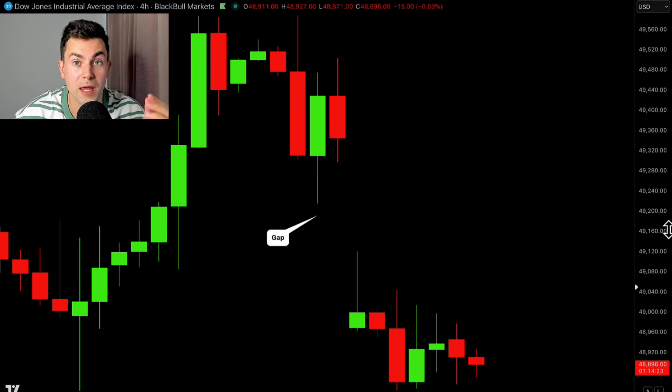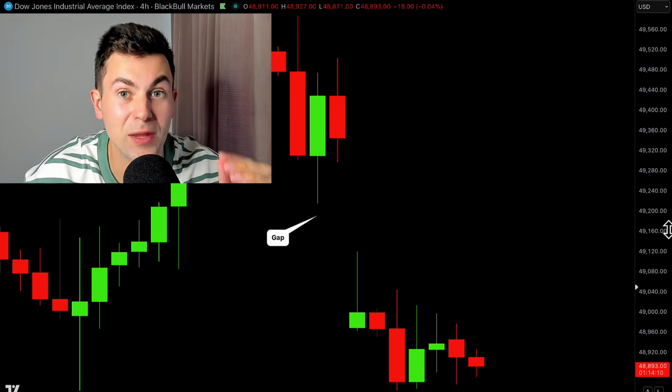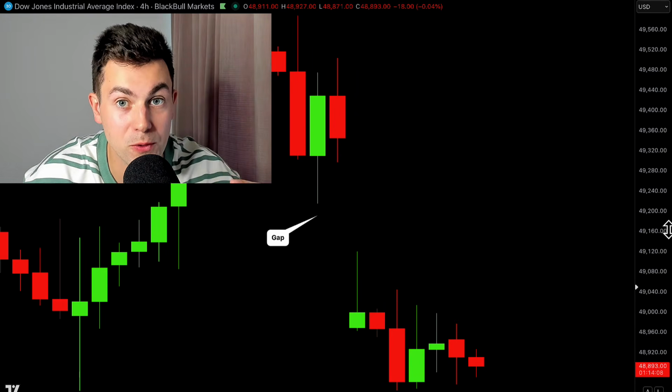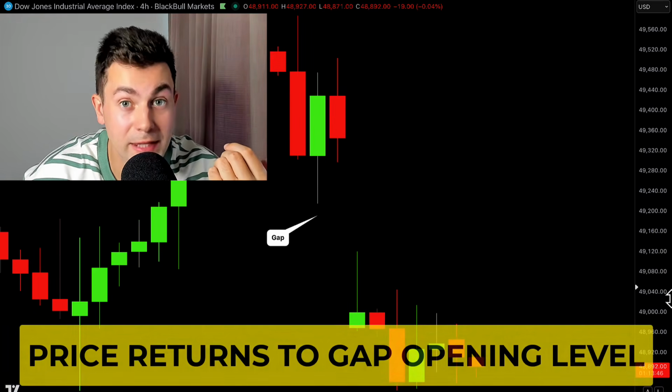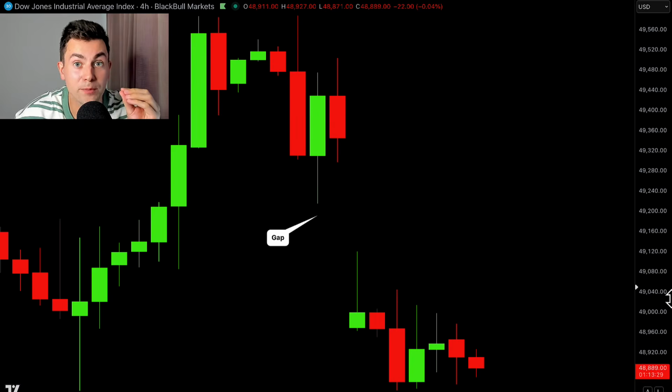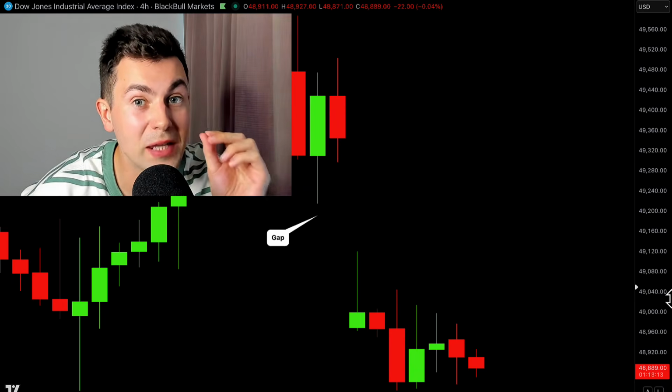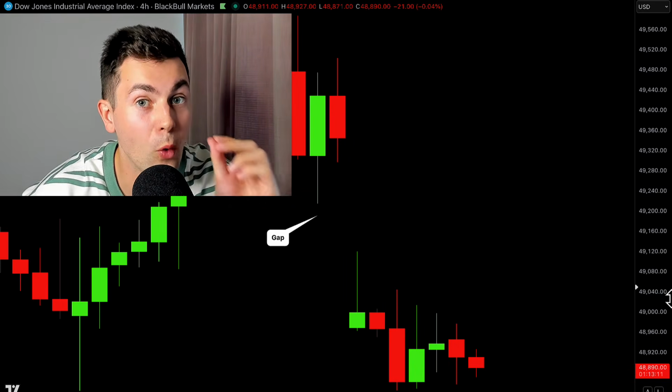The good news is that most of the time the market makers, the institutions that create these gaps, will overestimate the real impact of such news, and the gaps will be filled shortly, meaning that the price will return to the gap opening level. This market pattern always provides a lot of profitable opportunities in indexes trading. You will need just one important confirmation before you open the trade.